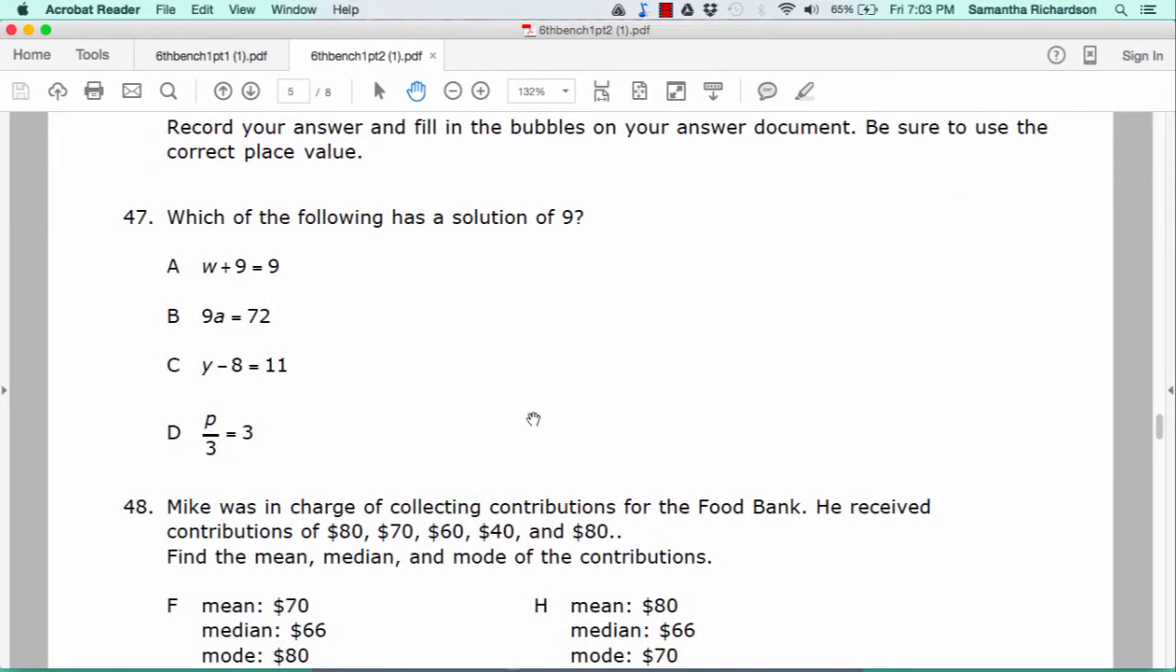Question 47. Which of the following has a solution of 9? A. W plus 9 equals 9. B. 9A equals 72. C. Y minus 8 equals 11. D. P over 3 equals 3.